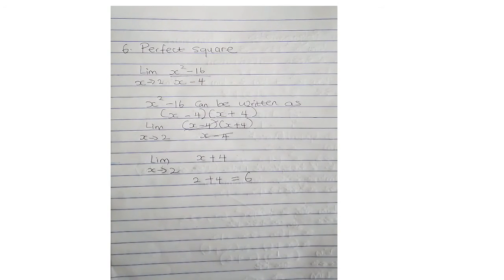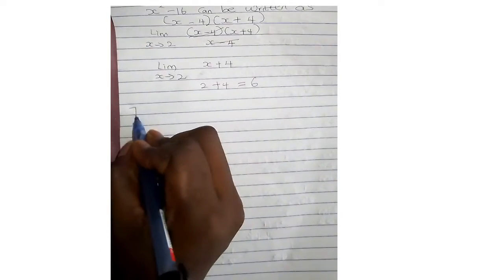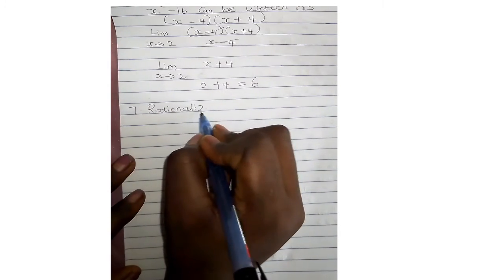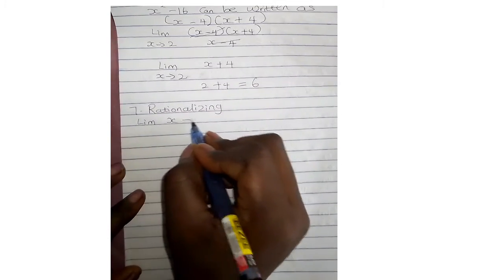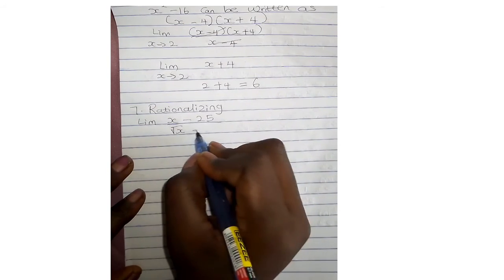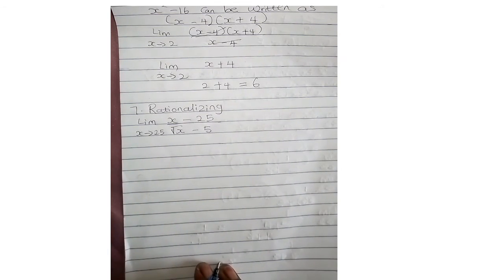So we're going to go to the last method, which is by rationalizing. That is solving the limit of a function that involves roots. The seventh method is by rationalizing. So we have a question which says the limit of x minus 25 divided by the root of x minus 5 as x approaches 25. Now, that's what we're going to do.